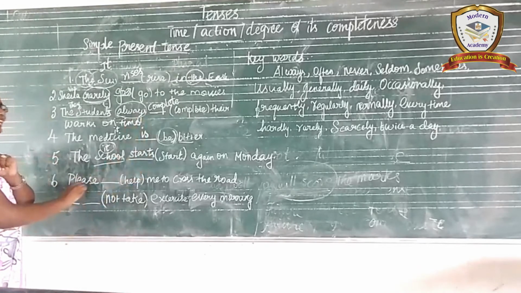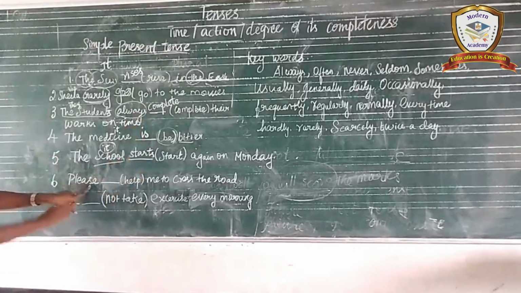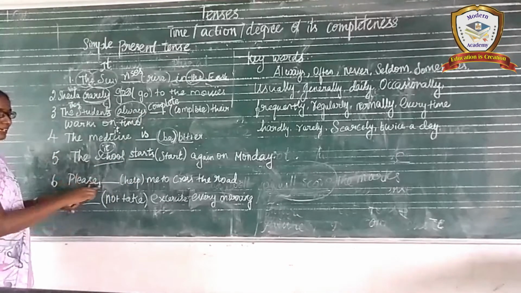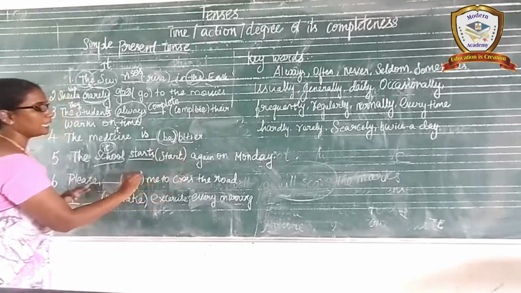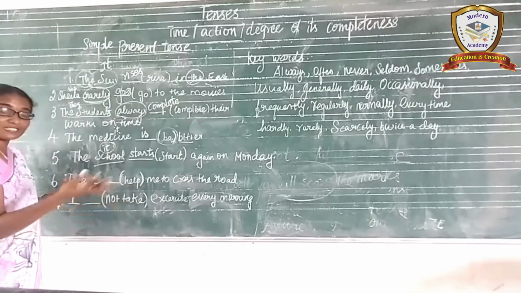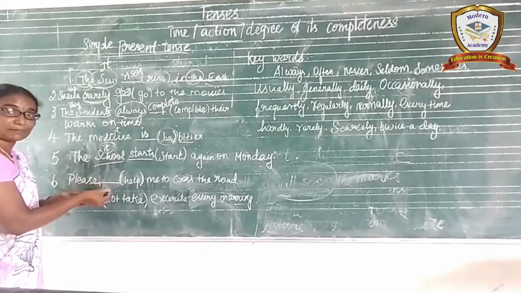Stop. Please. Next sentence. Please. Next we should use a comma. And please dash me to cross the road. Help is the verb. The sentence does not have any clue word, but it is an imperative sentence.